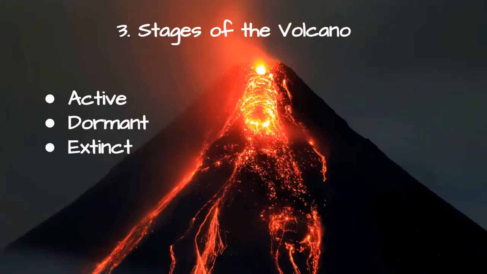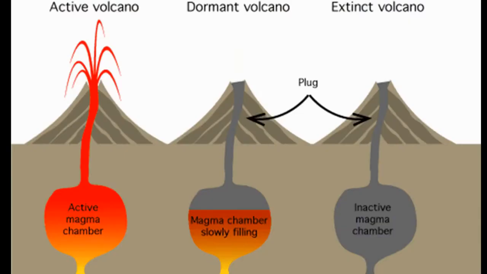And then the stages of the volcanoes. You've probably heard of these before: active, dormant, and extinct. Those are the three stages volcanoes can be in. What does that mean? An active volcano, the magma chamber underneath it is still gurgling and moving around and close to the surface. A dormant volcano, the magma is there, it's underneath, but it hasn't been doing anything for a while. So it's either filling or emptying. And then the extinct volcano, the magma chamber is completely empty.